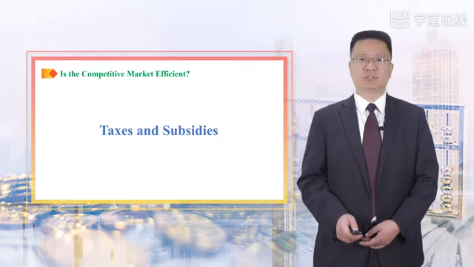Taxes increase the price paid by buyers and lower the price received by sellers. So taxes decrease the quantity produced and lead to underproduction. Subsidies lower the price paid by buyers and increase the price received by sellers. So subsidies increase the quantity produced and lead to overproduction.